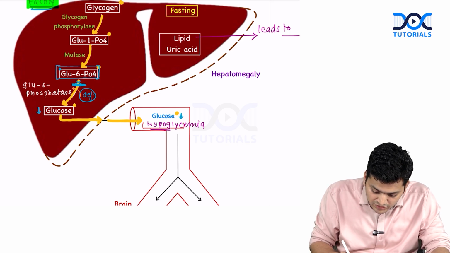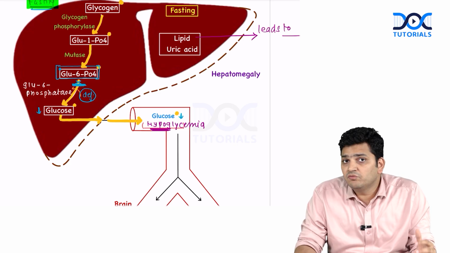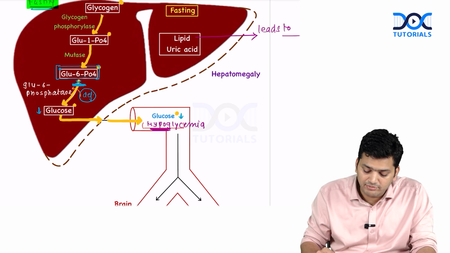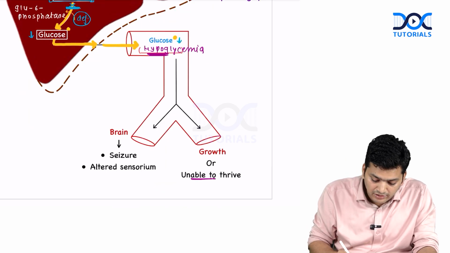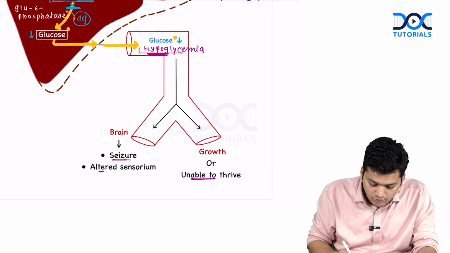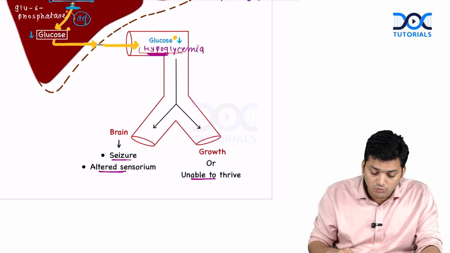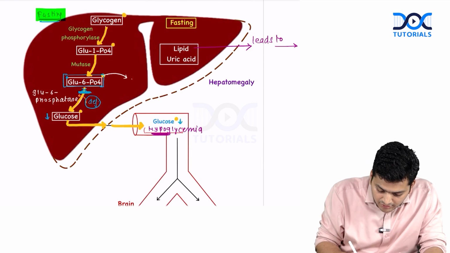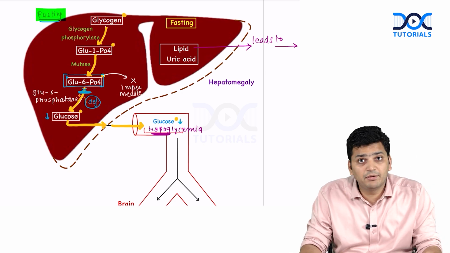And because the glucose levels are low most of the time in these children, the growth will not occur properly. The child will have failure to thrive, will not be able to gain weight. Secondly, the hypoglycemia can lead to seizure, can lead to altered sensorium also, if the hypoglycemia is very severe. Plus one more problem is that this glucose 6 phosphate is impermeable from the hepatocytes. It can't go out.